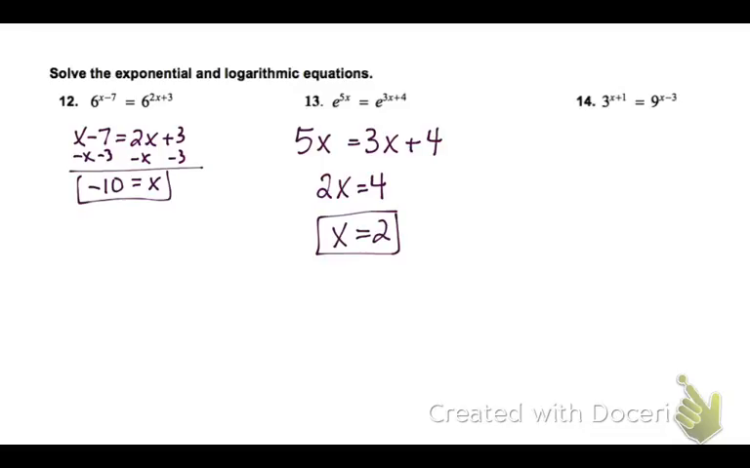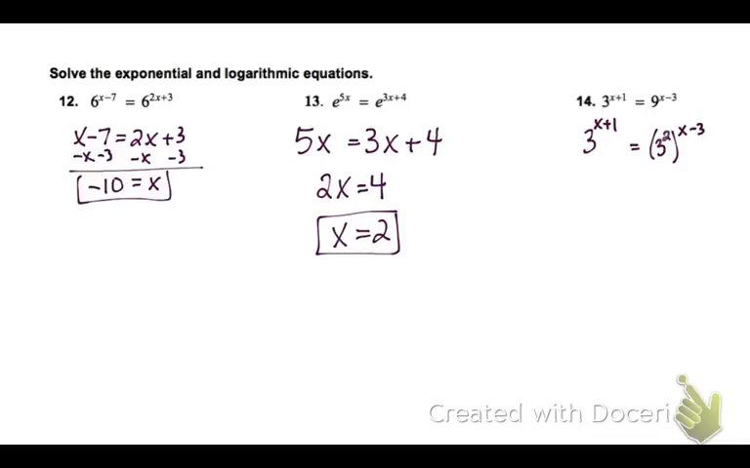With this last one, we don't have common bases. I have a 3 and a 9, so I'm going to want to rewrite 9 using base 3. The way that we can rewrite 9 is just 3 squared. So I'm just going to replace 9 with 3 squared. And now I have common bases going on.